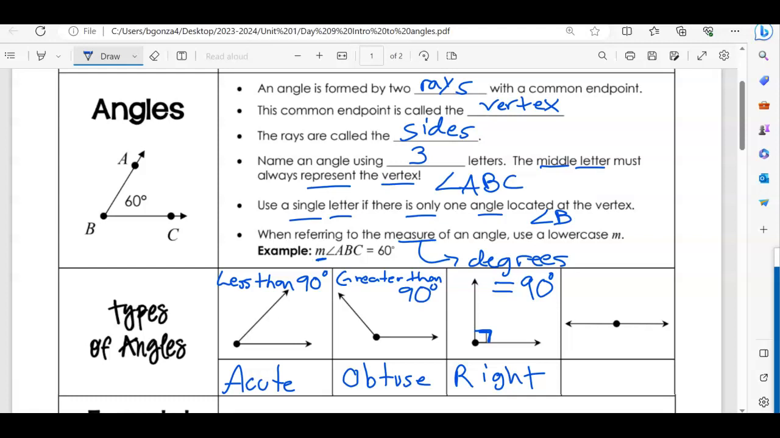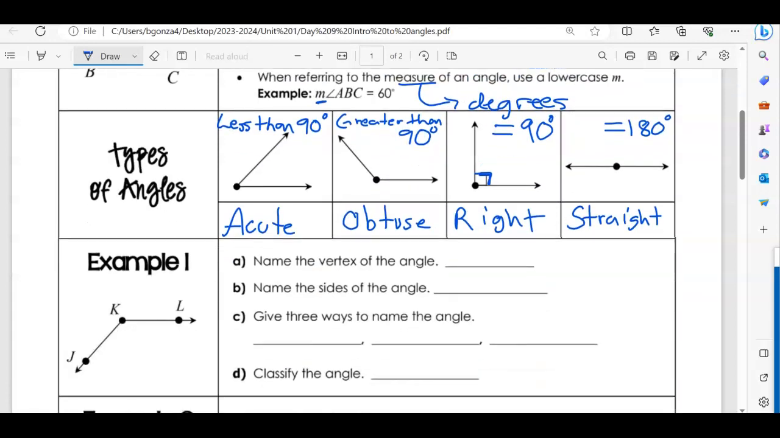And then what do you think that last one is going to be called? It's straight, because it makes a straight line. Straight angle. And then how many degrees is that straight line? 180 degrees is correct. It's like two 90s next to each other. They make a straight line. So those are the types of angles that you got to know.